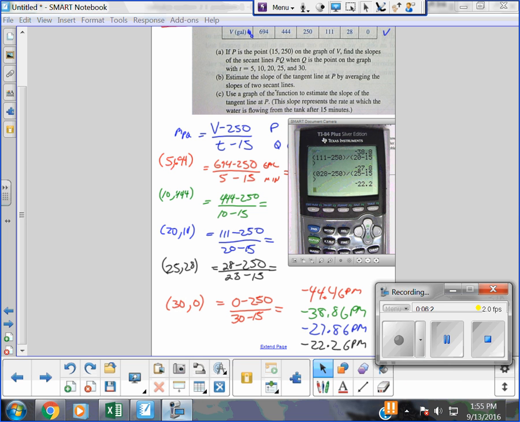And finally, I'd go back up. Last one, second entry. 000 minus 250 over 30 minus 15. Negative 16.7 is what I'm going to call it.